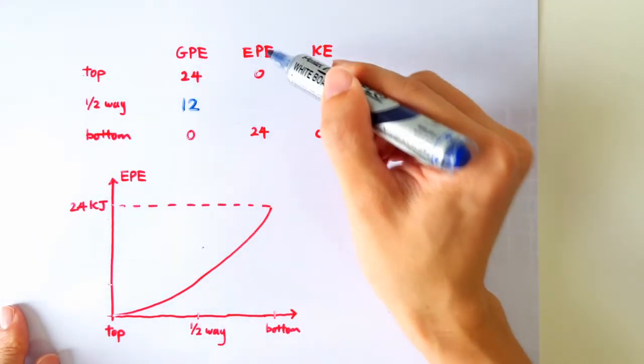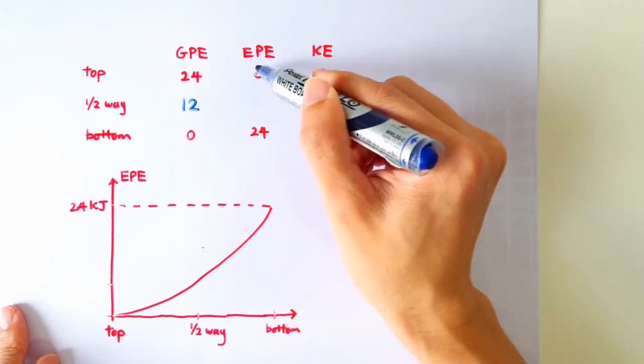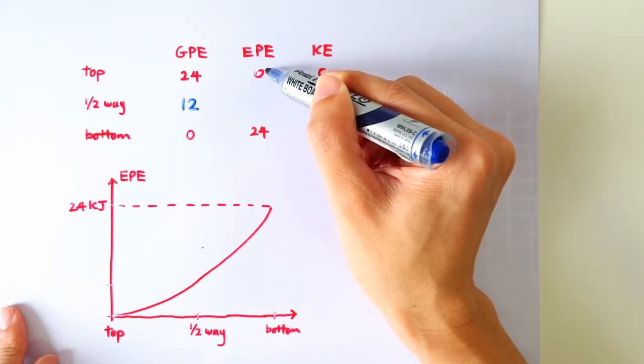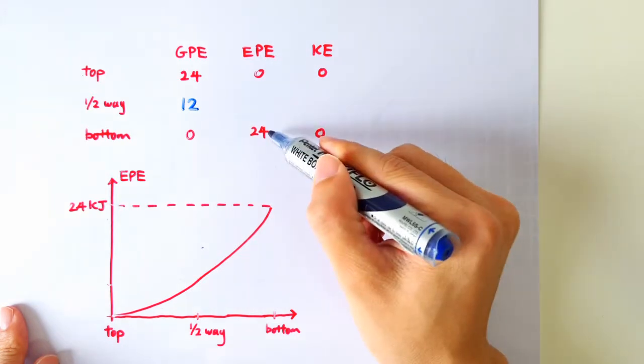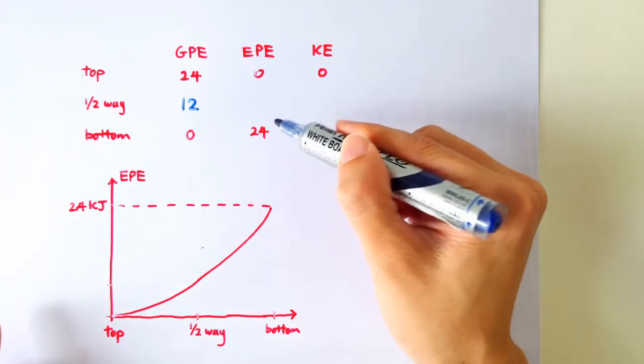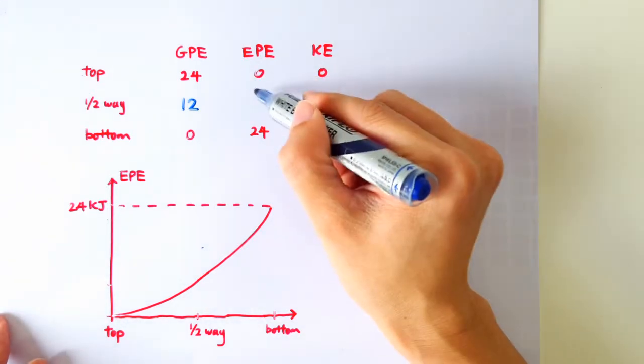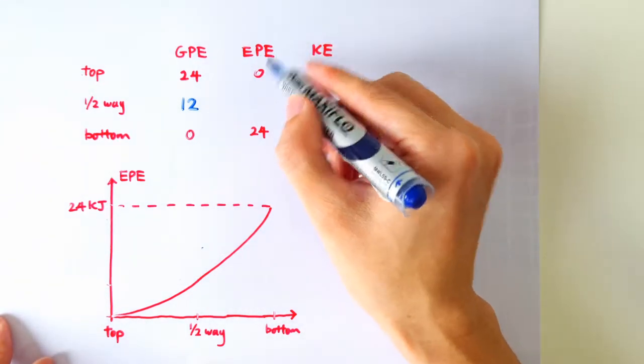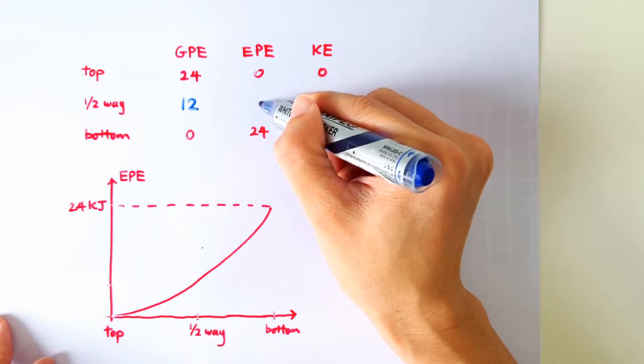How about the elastic potential energy? It starts off 0 at the top because the rope is still unstretched. It is maximum at the bottom, 24 kilojoules, because that's where the rope is stretched the most. So at the halfway mark, do you think the EPE can be 12 kilojoules?